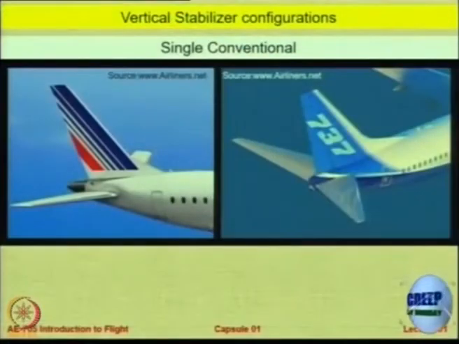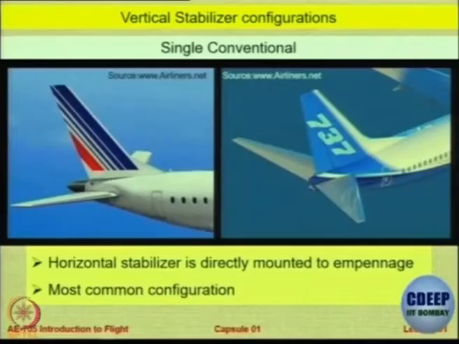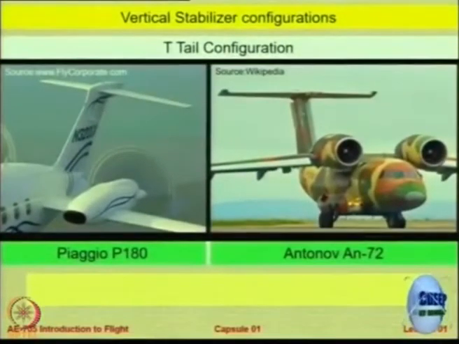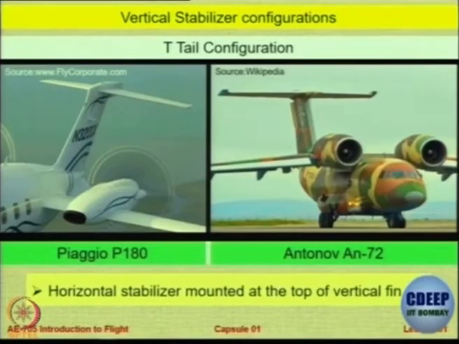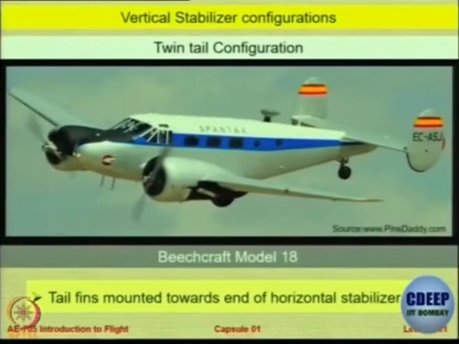Okay, so the vertical tail can also be conventional like this, just a single one, directly on the empennage, the most common configuration. But you may also have a T tail that looks like a T. This is also a tail, but that horizontal tail is moved up and away. You can also have a twin tail. That means you have two tails mounted at the ends.